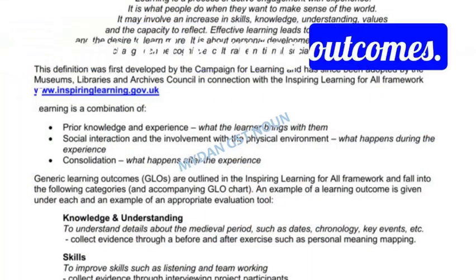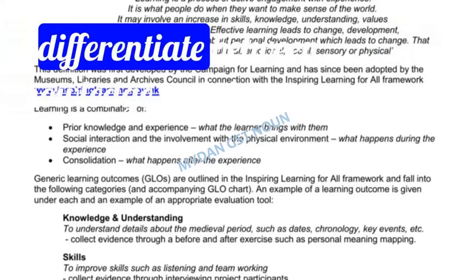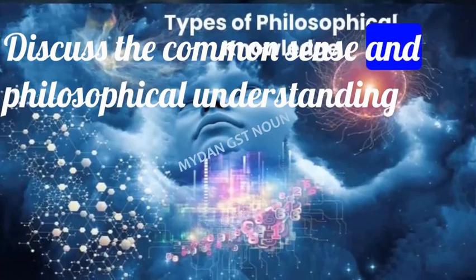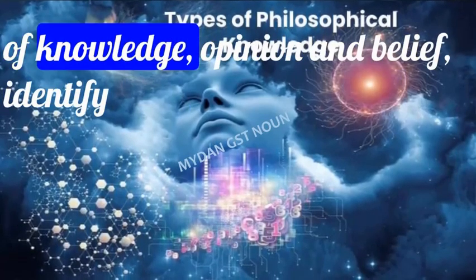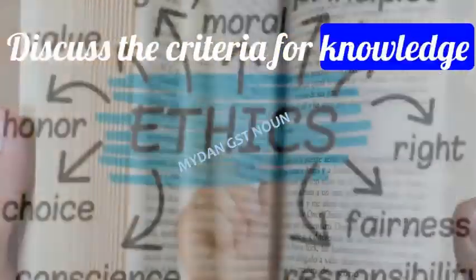2.0. Intended learning outcomes. By the end of this unit, you will be able to differentiate between knowledge, opinion, and belief. Discuss the common sense and philosophical understanding of knowledge, opinion, and belief. Identify the different sources of knowledge. Discuss the criteria for knowledge.